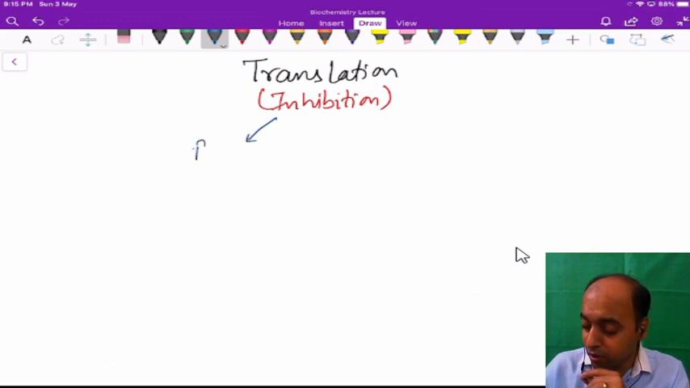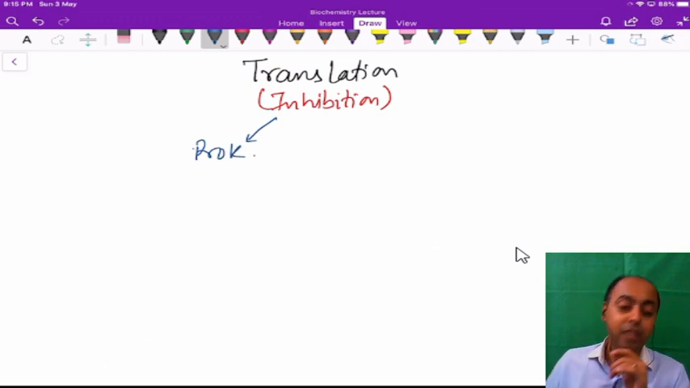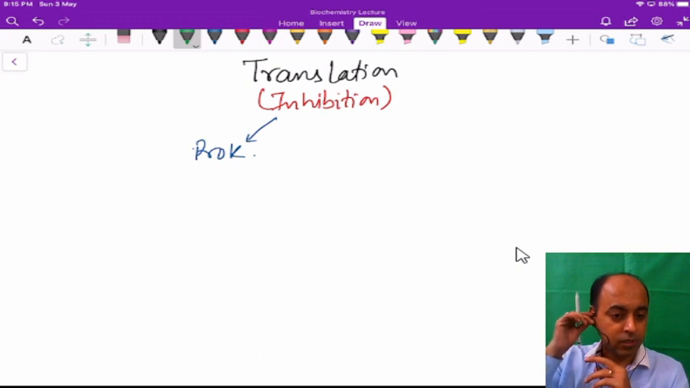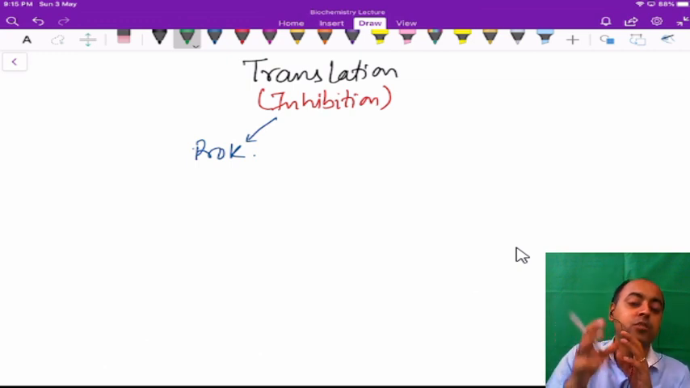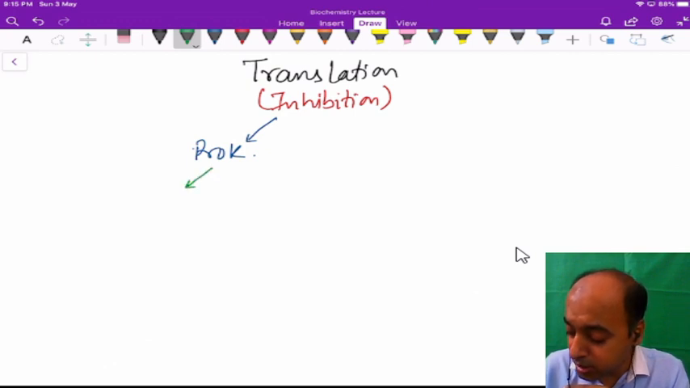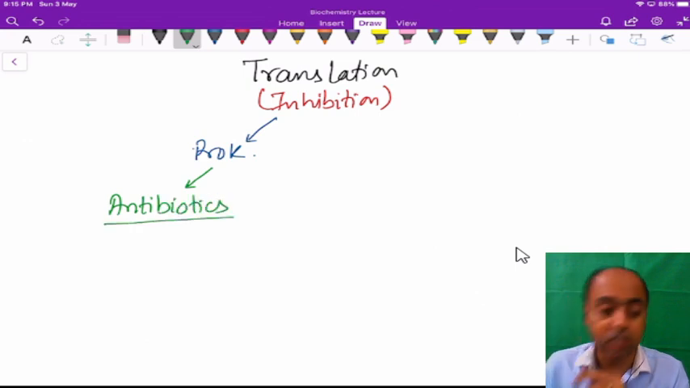In prokaryotes, if you are inhibiting the translation, is it useful to us or is it harmful to us? If you inhibit the translation in prokaryotes, protein formation is blocked in the prokaryotes, it is useful to us. Such molecules will be antibiotics. Obviously, they will be covered in the pharma section.